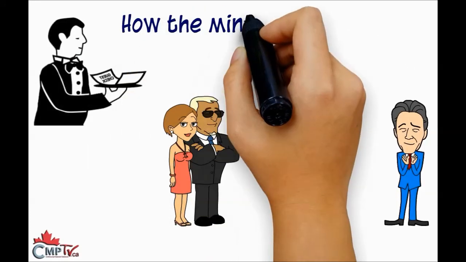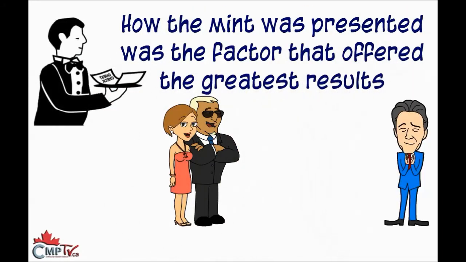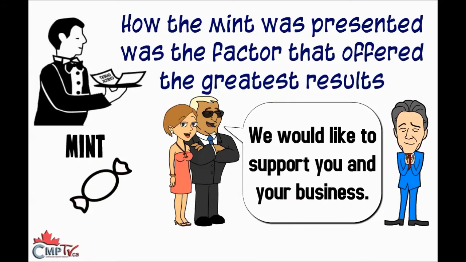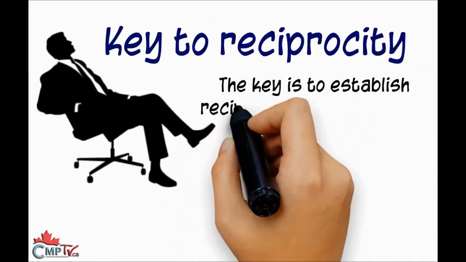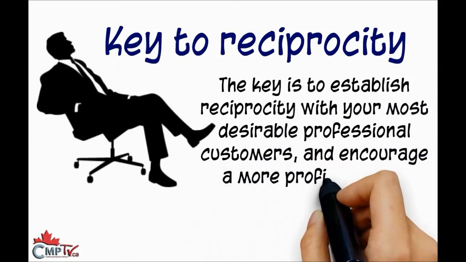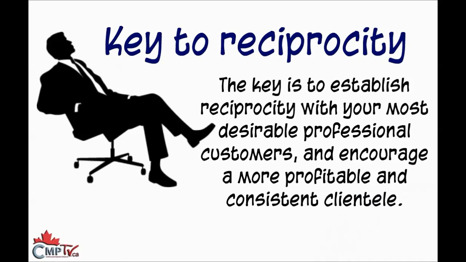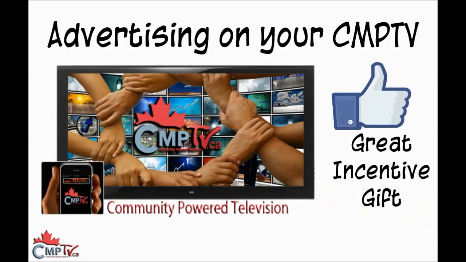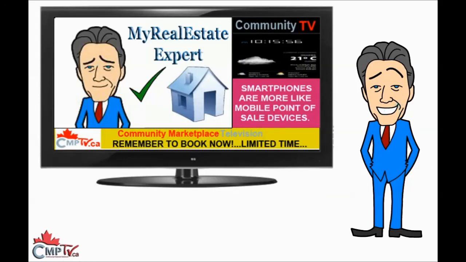How the mint was presented was the factor that offered the greatest results, proving it is less important what is given and much more important how it is presented. The key is to establish reciprocity with the most desirable professional customers and encourage a more profitable and consistent clientele. Advertising on your CMPTV is a great incentive and a great gift. It's a good idea.